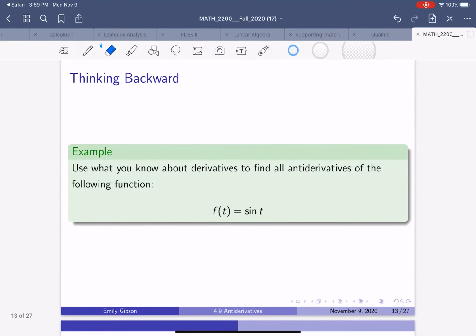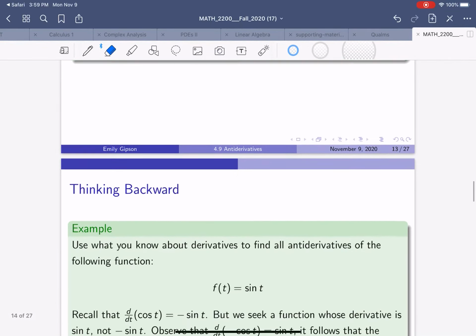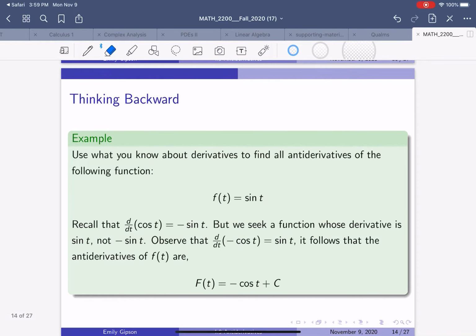Use what you know about derivatives to find all the antiderivatives of the following function, f of t equals sine of t. This one might be a little bit easier, but it's still a little bit tricky. Recall that d dt of cosine of t is negative sine of t, but we seek a function whose derivative is sine of t, not negative sine of t. Observe that d dt of negative cosine of t is sine of t. It follows that the antiderivatives of f of t are negative cosine of t plus c. Plus c, plus c. If it seems like I'm harping on this, it's because it's very, very important.